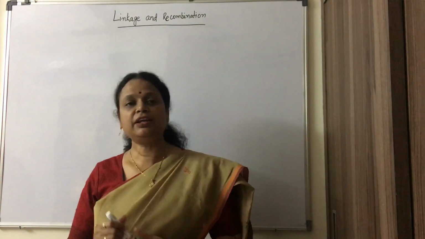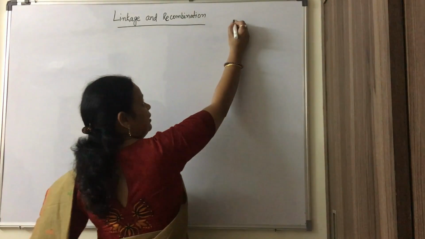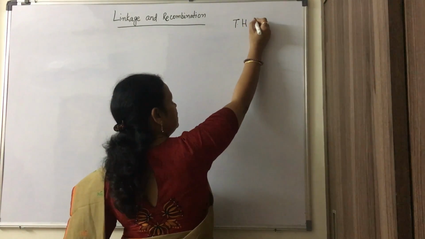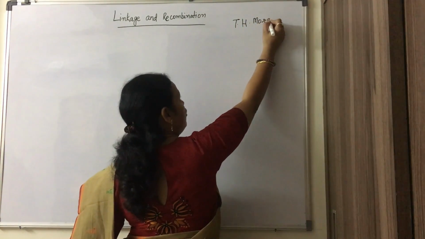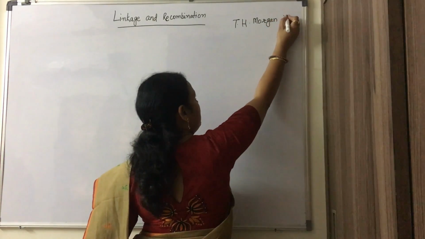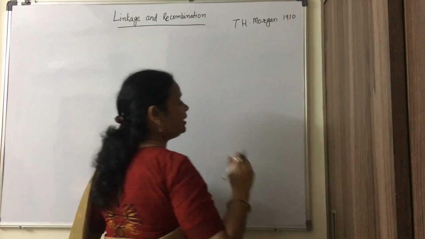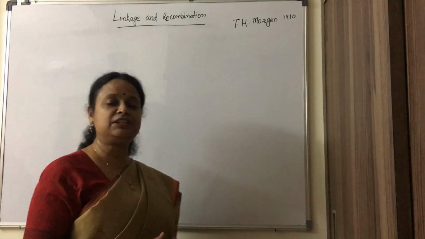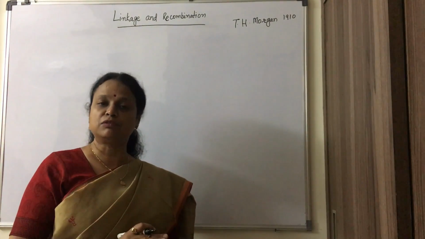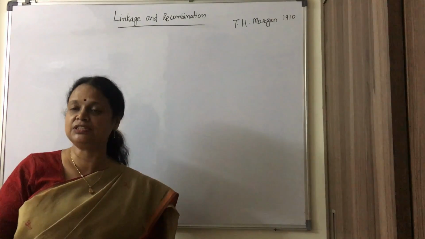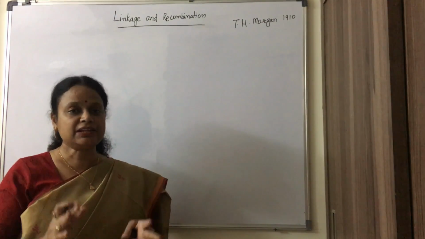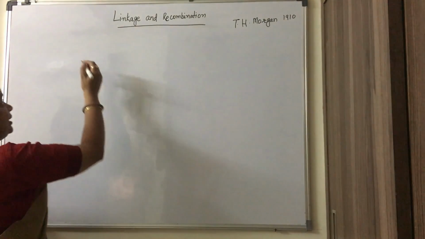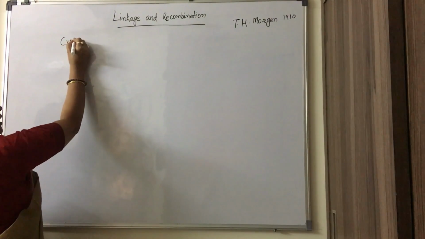So T.H. Morgan, that is Thomas Hunt Morgan, in 1910 explained the pattern of the genes which are located on the chromosomes, and he explained this pattern of the genes on the X chromosome. Now let us see this cross A.